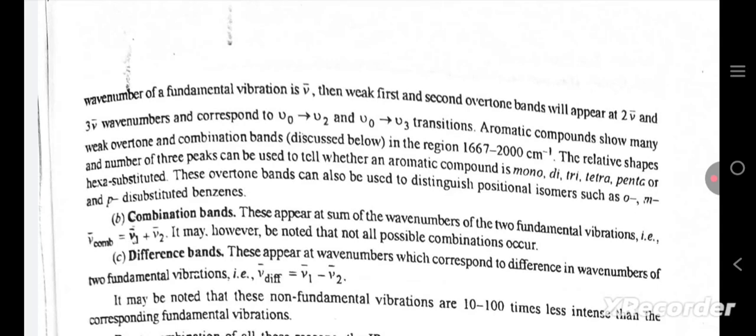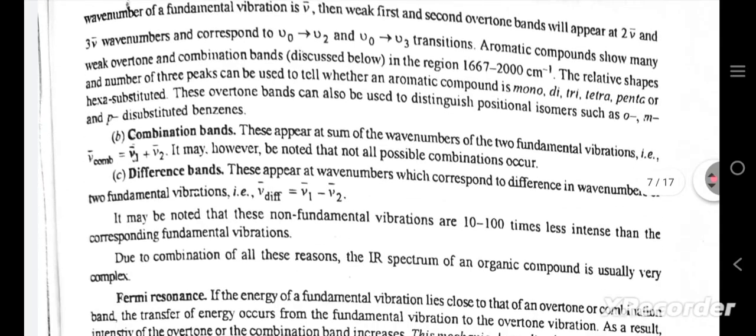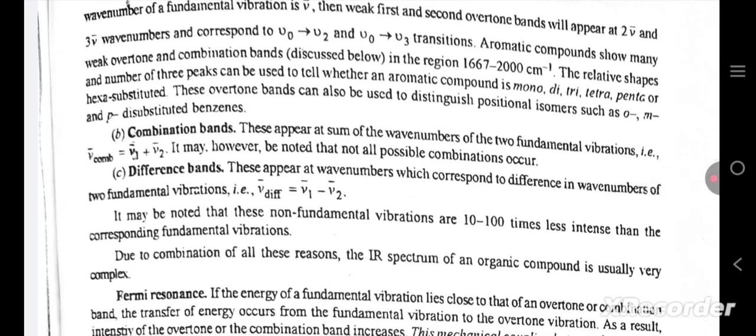In the region 1667 to 2000 cm⁻¹, the relative shapes and number of peaks can be used to tell whether an aromatic compound is mono, di, tri, tetra, penta, or hexa substituted. These overtone bands can also be used to distinguish positional isomers such as ortho, meta, and para substituted benzene.